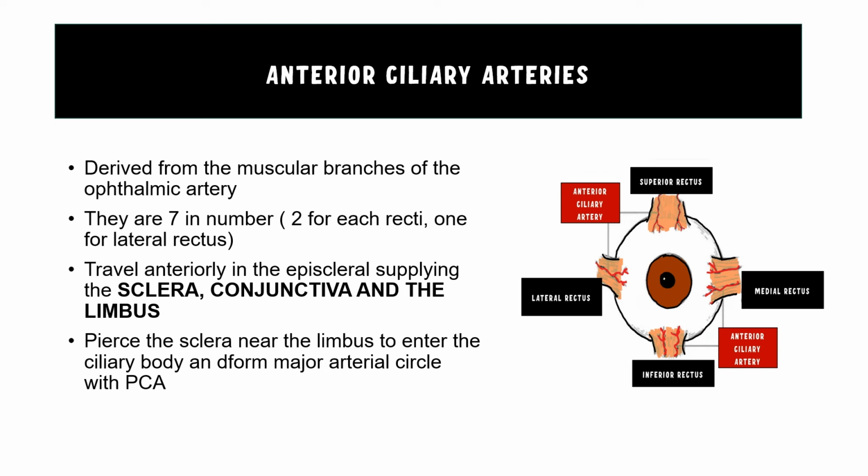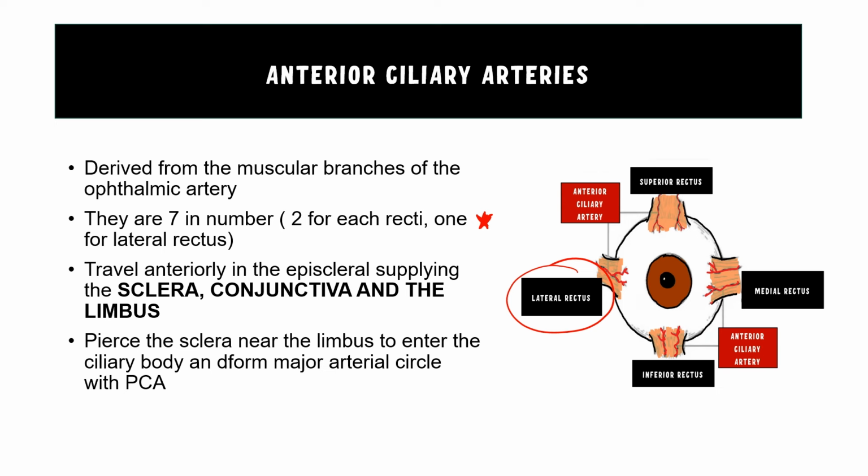So these muscular branches are actually going to give further branches, and these are called the anterior ciliary arteries. The muscular arteries supply the muscles via the anterior ciliary arteries, and every muscle has two anterior ciliary arteries except your lateral rectus, which is a loner and has only one single anterior ciliary artery. This is a very important point: lateral rectus has only one anterior ciliary artery, whereas the rest of the muscles have two.